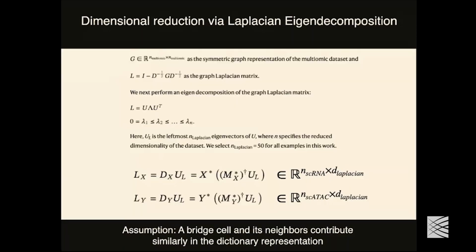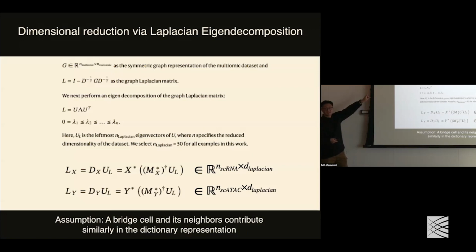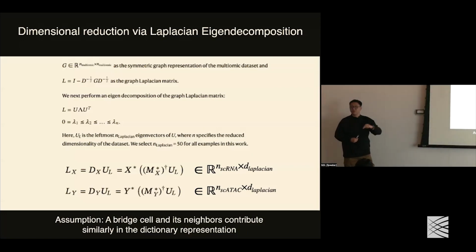Can you just go back to the graph Laplacian? Could you just explain what the G matrix is? I just didn't quite understand how the experimental data goes into it. Sorry, what do you mean, G matrix? G, capital G. Oh, yeah. So this capital G is the shared nearest neighbor graph of the multiome data.